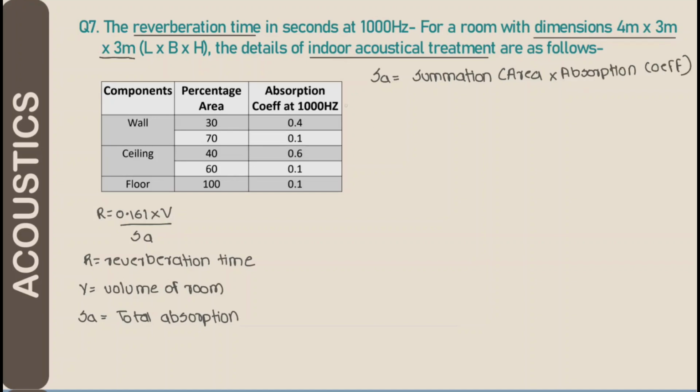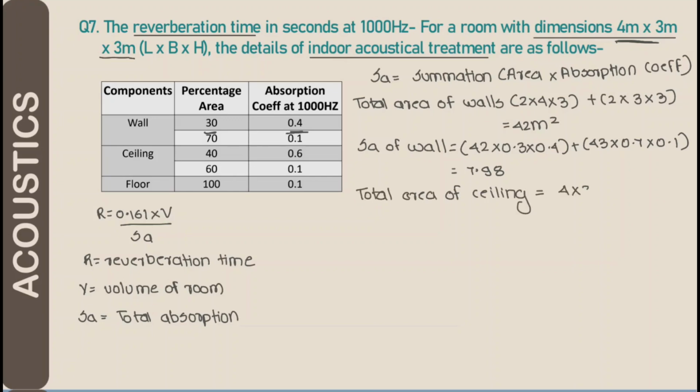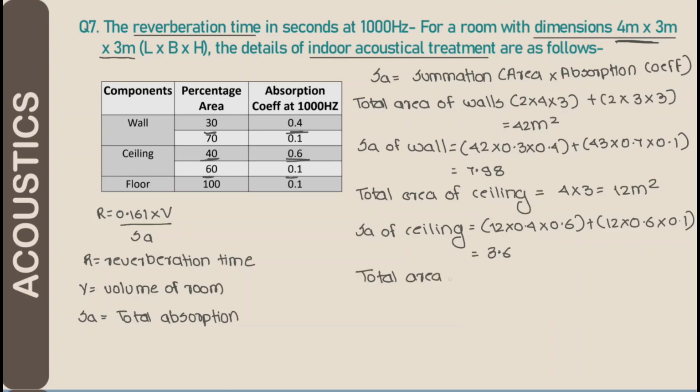So the total area of wall is 2 into 4 into 3 plus 2 into 3 into 3, that is 42 meters square. SA of the wall is 42 into the percentage of area given in the table and the absorption coefficient given in the table. Similarly, 42 into the percentage and the absorption coefficient, that comes up to 7.98. Similarly, we calculate the SA of area and SA of the ceiling, that is 3.6, and the area and SA of floor, that is 1.2.